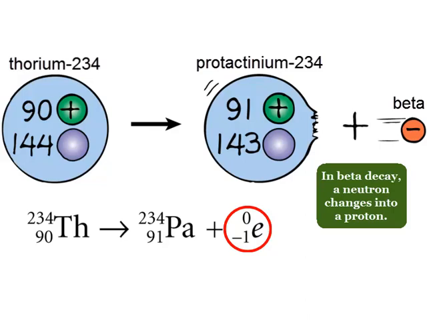The beta particle, electron, is written this way. The -1 is the charge of the electron. The 0 indicates that its mass is insignificant when compared with the mass of nucleons. Beta emission has hardly any effect on the mass of the nucleus, only the charge changes.